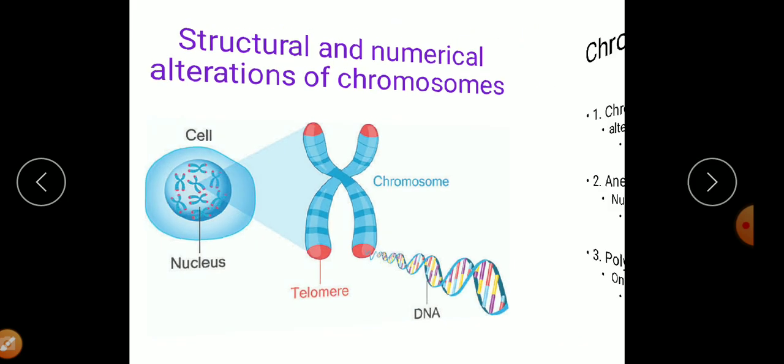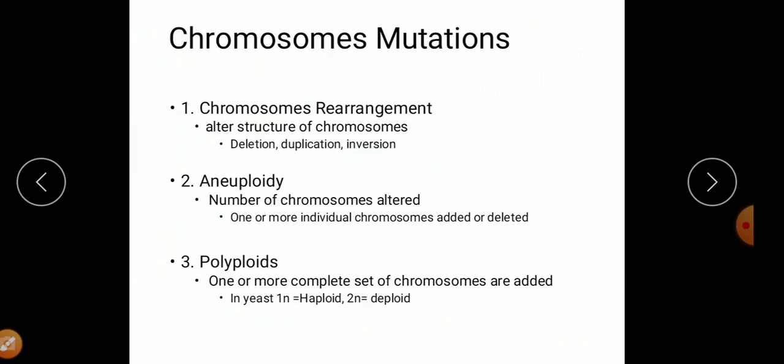So just see, there are various types of mutations, like chromosomal mutation that takes place, chromosomal rearrangement, that is alteration of the number or structure of chromosomes. Alteration of the structure of a chromosome is due to either deletion, where a part of the chromosome gets deleted, or it gets duplicated, or it gets inverted. So duplication, deletion and inversion, these are the chromosomal rearrangements. And another is aneuploidy, where the number of chromosomes is altered, where one or more individual chromosomes are either added or deleted.